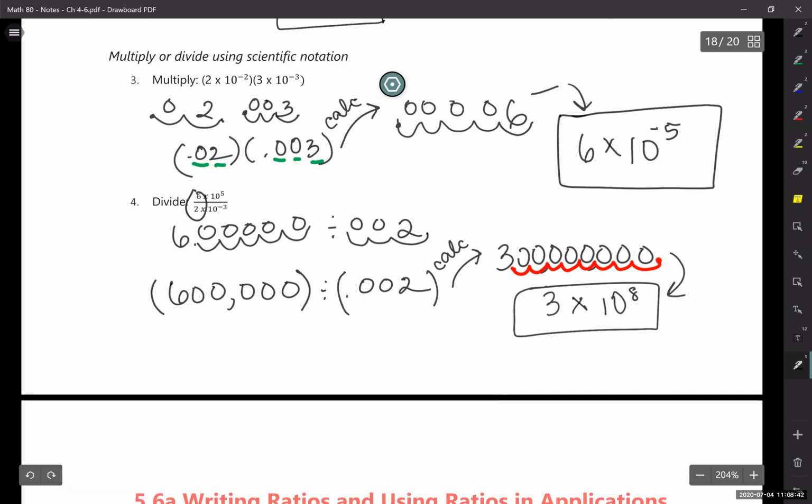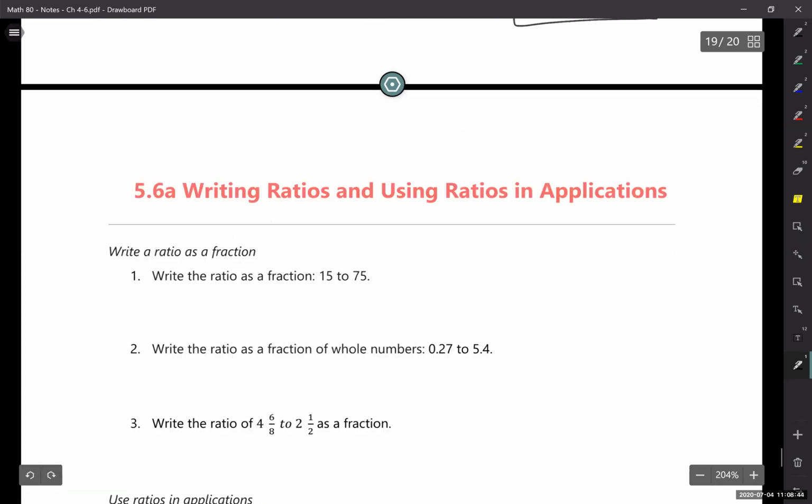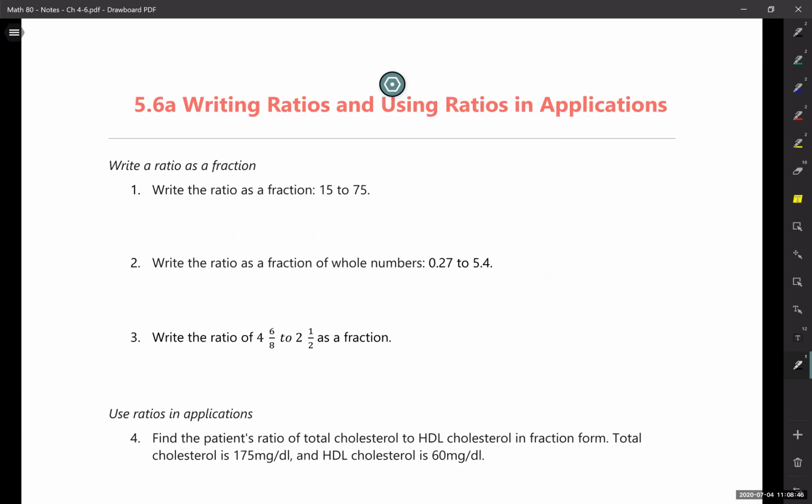And we are back. So 5.1a, we're going to be writing ratios and using ratios in applications. And so what this is about is kind of putting decimals and fractions together. And it just kind of wraps up everything we've been talking about since the beginning of chapter 4, because this has to do with fractions and it has to do with decimals.